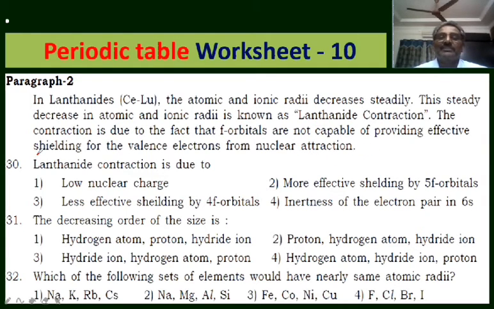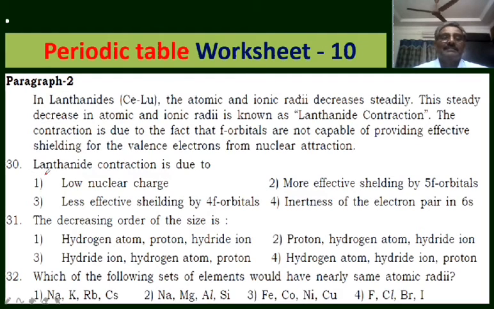When we move from left to right in the lanthanides, the atomic number increases by 1 unit, but the electrons in the f orbitals are more diffused. Because of that, the shielding effect of f electrons is less, so the increased nuclear charge is not neutralized by the electrons present in the f orbitals. As a result, we observe a steady decrease in the atomic size in the lanthanides, and this is known as lanthanide contraction.